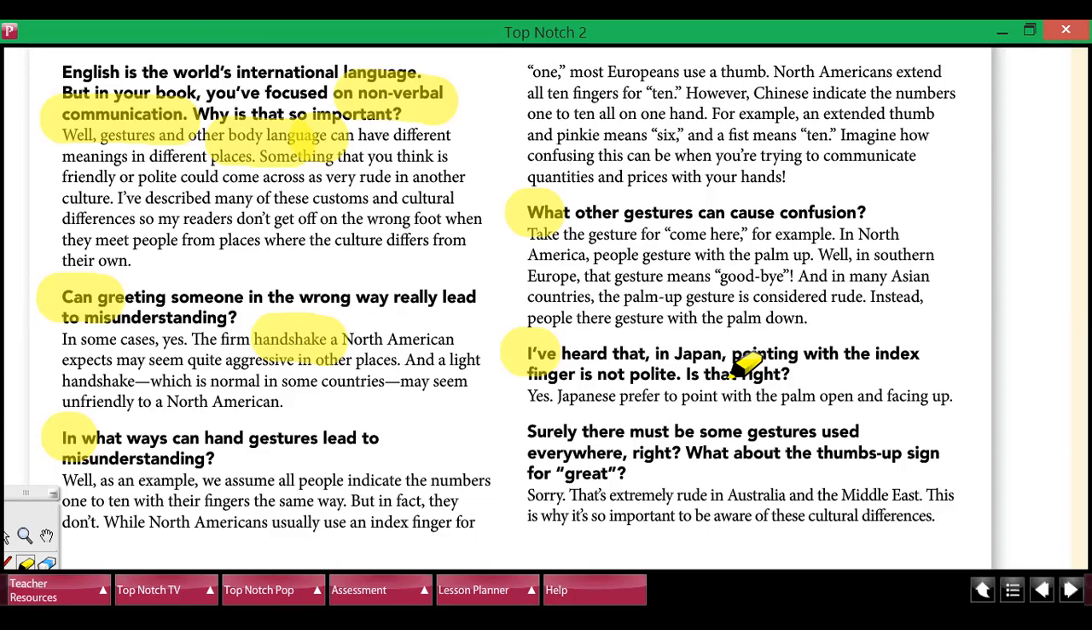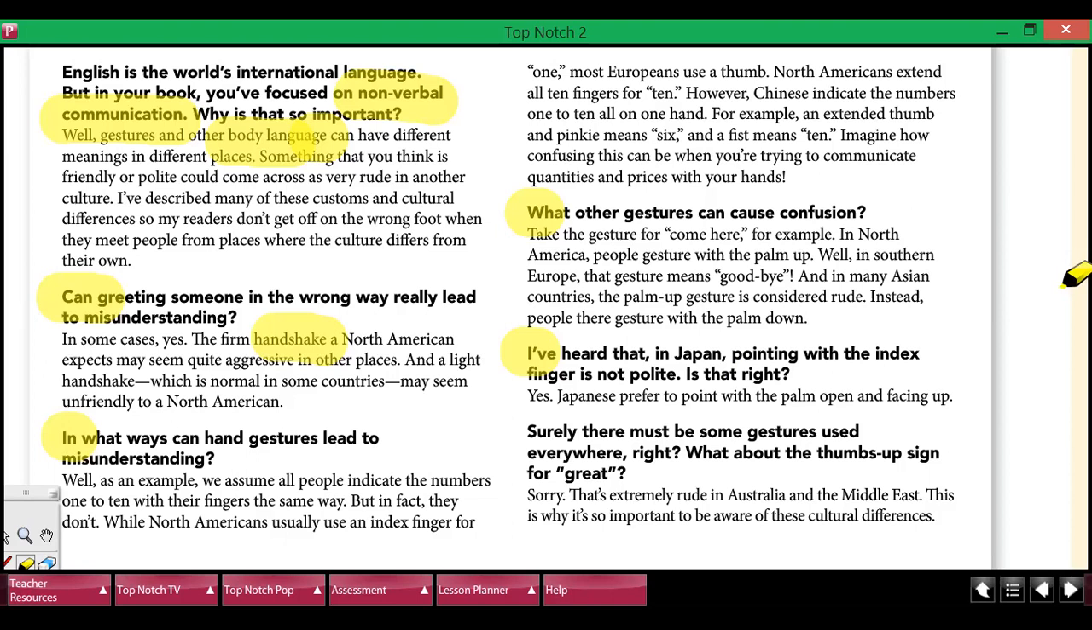I heard that in Japan, pointing with the index finger is not polite. Is that right? Yes, Japanese prefer to point with the palm open and facing up.